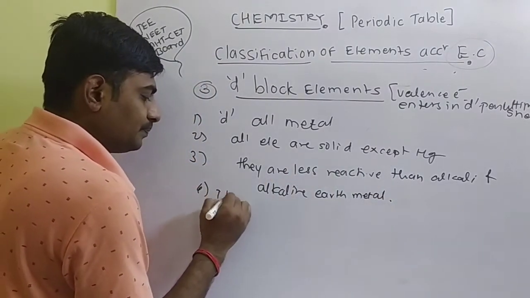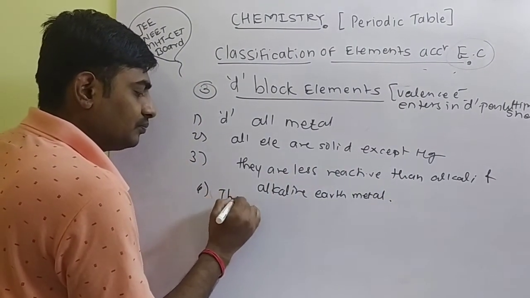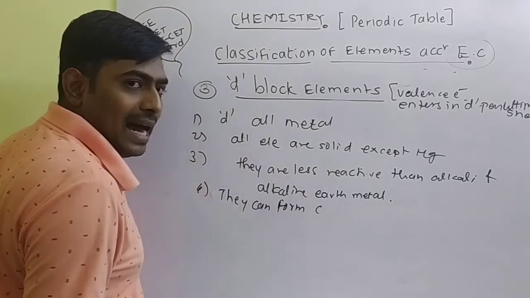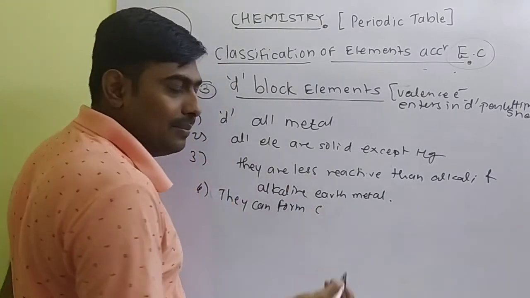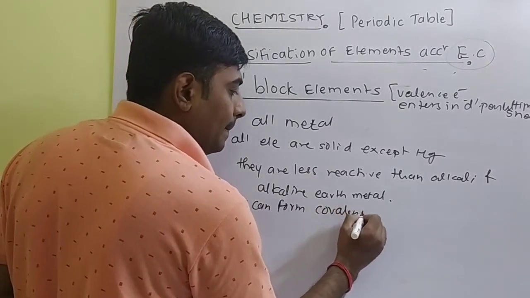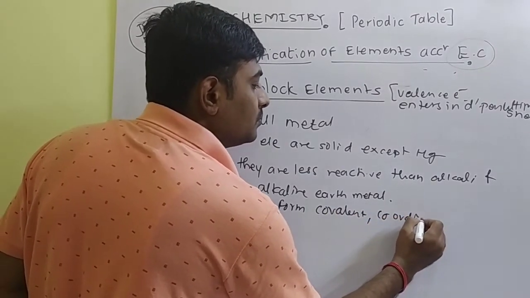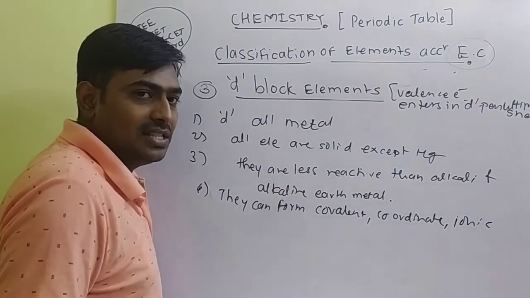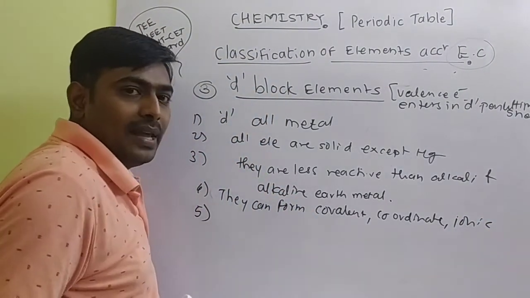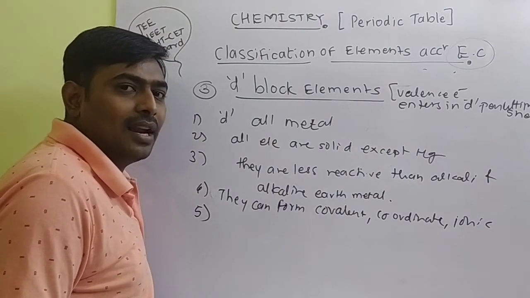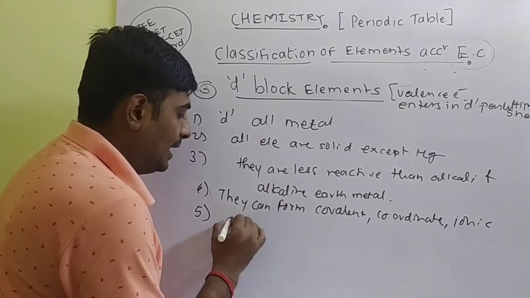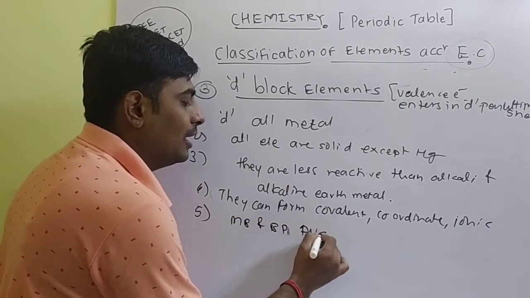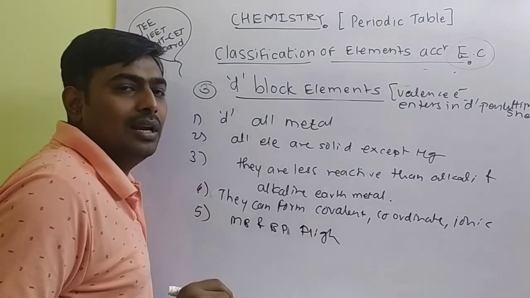They can form covalent, coordinate and ionic types of compounds. Means all 3 types can be formed: covalent, coordinate or ionic bond. Means 3 bonds can exist for the D block. One more important thing, they are also capable of forming metallic bonding. So their melting point and boiling point are high as compared to the S block elements.